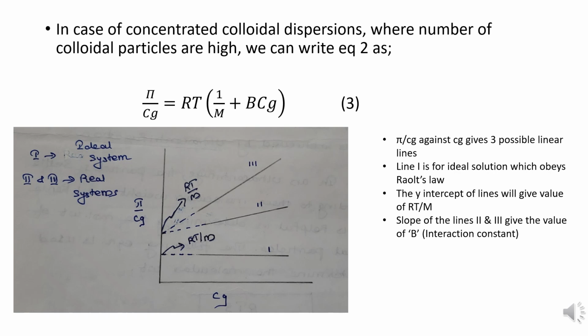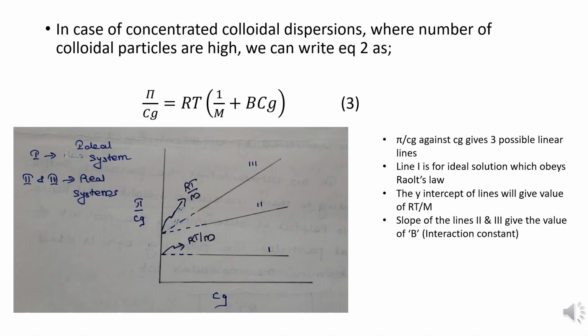So we'll get a graph like this. The graph plots pi by Cg on the y-axis and Cg on the x-axis. It gives three lines, line 1, 2, and 3. Line 1 is for the ideal system. That means it is a straight line with slope 0, and the intercept is RT by M. This represents an ideal solution that obeys Raoult's law, that is, no particle interaction, mainly for solutions.